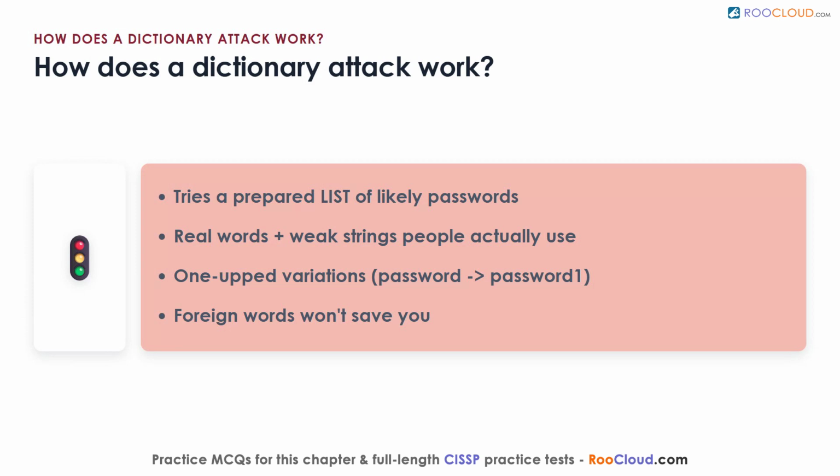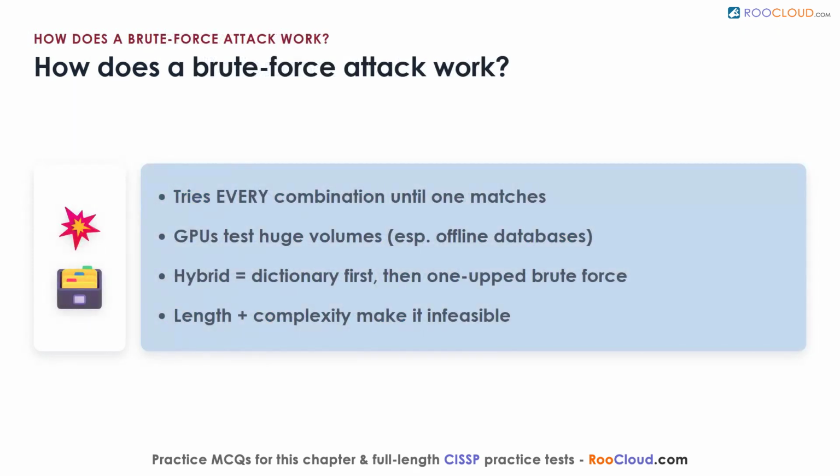And do not assume a foreign word saves you, because cracking dictionaries include many languages. It is fast precisely because it bets on human predictability. When the list runs out, attackers go exhaustive. How does a brute force attack work? It systematically tries every possible combination of letters, numbers, and symbols until one matches.